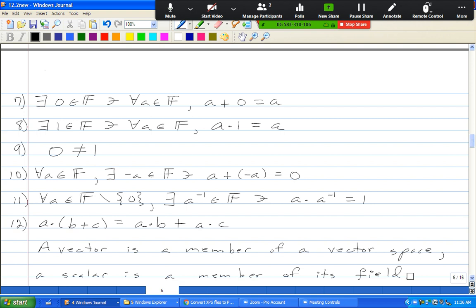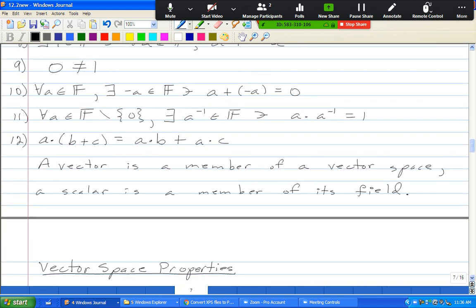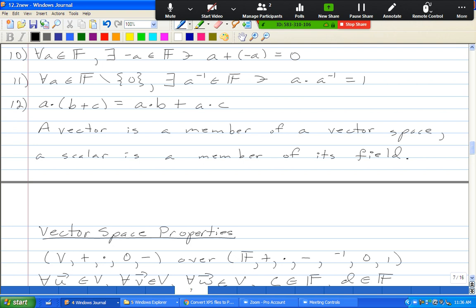A vector is a member of a vector space. Let me tell you what a vector space is. So for a vector space, let's say I have some set V. A vector space is a set V along with some binary operations, vector addition and scalar multiplication. There is a nullary operation giving me 0, the 0 vector.